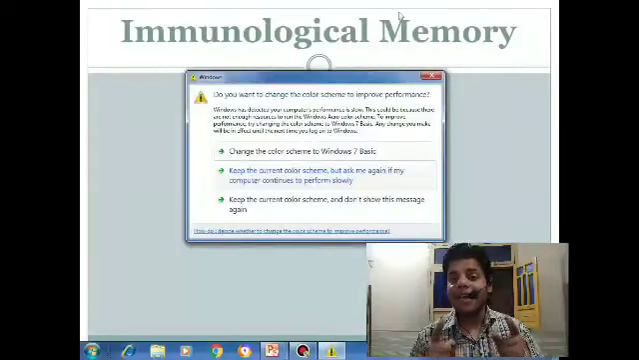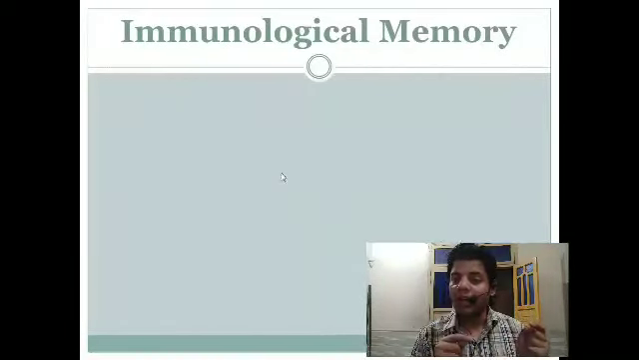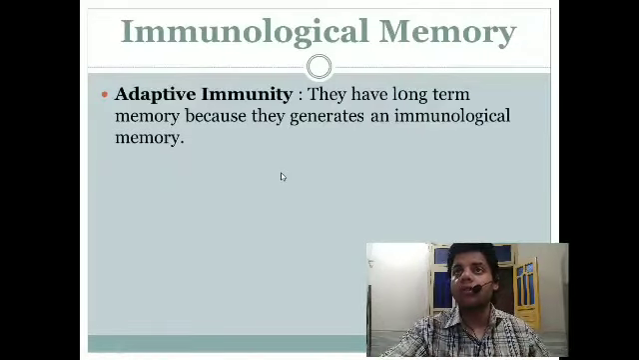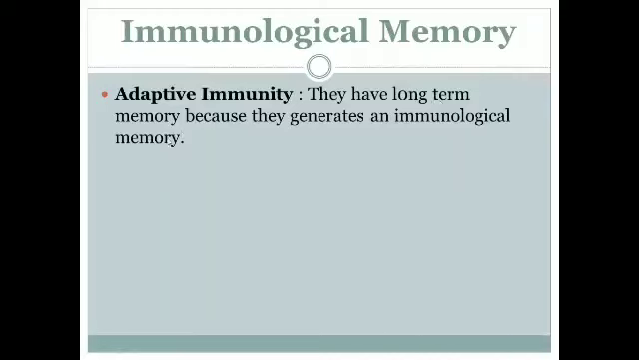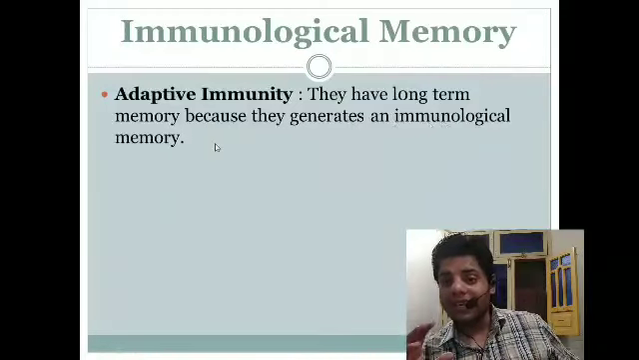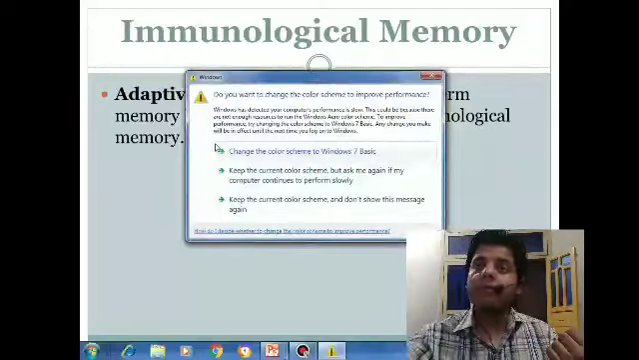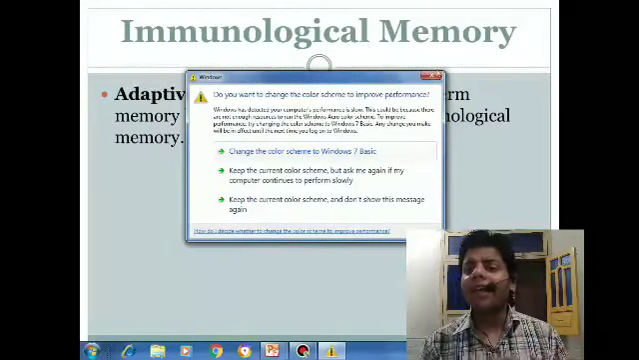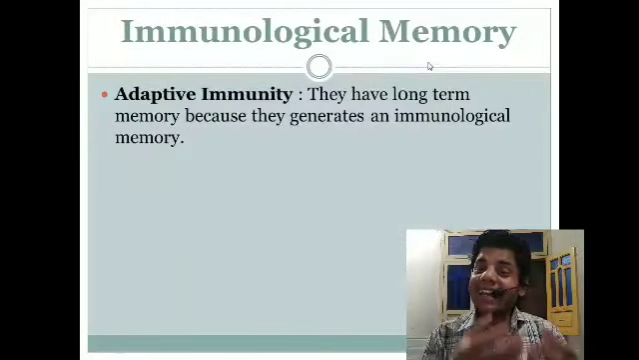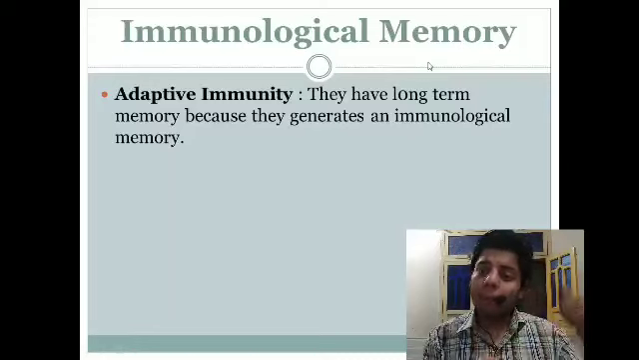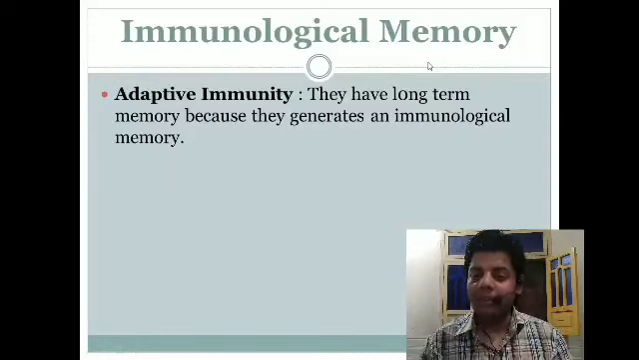This slide is very important for innate and adaptive immunity. This difference is very important, so let's talk about it. If we talk about adaptive immunity, it has high immunological memory as compared to innate immunity. Why does it have high memory? Because it can catch the memory of a pathogen which invaded us before. So that's why it can catch the memory.